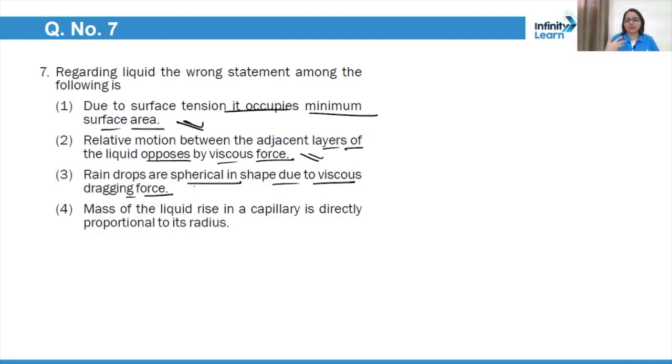Because a sphere has the minimum surface area for the given volume, right? So because of the tendency of the surface to occupy minimum surface area, raindrops are spherical in shape. So yes, this is the wrong statement. So the correct answer is option 3.